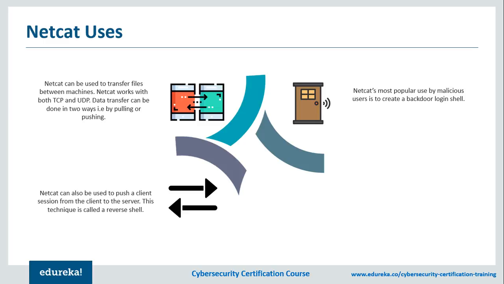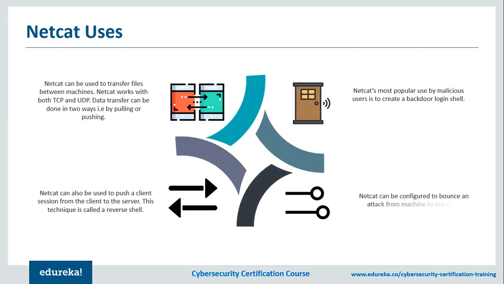And now that brings us to the last use case of Netcat that is very popular, and that is setting up of relays. So Netcat can be configured to set up relays, which is basically you would bounce an attack from one machine to another and make a chain. Now Netcat relays can be created by several ways. Now let's discuss the most two popular ways.